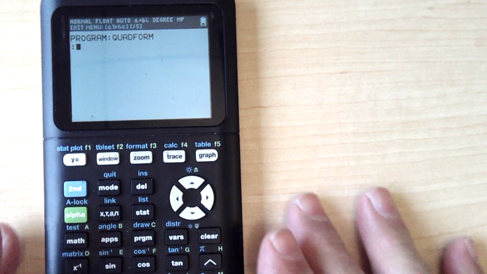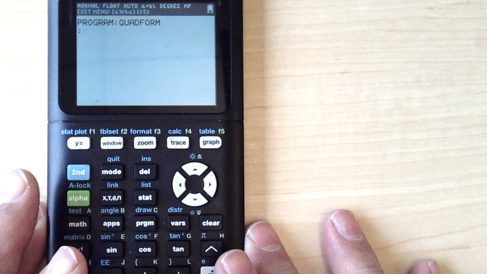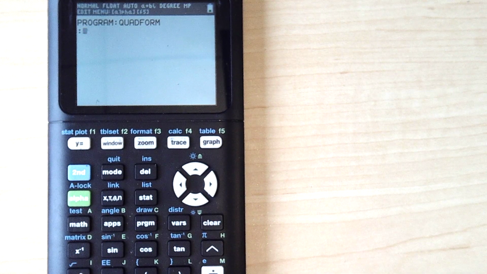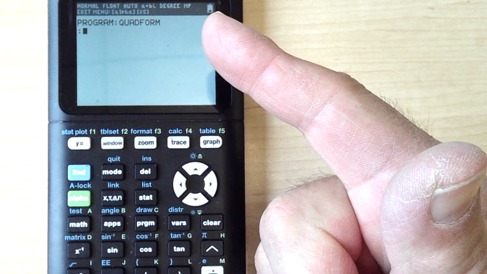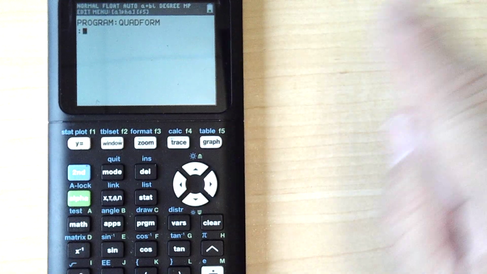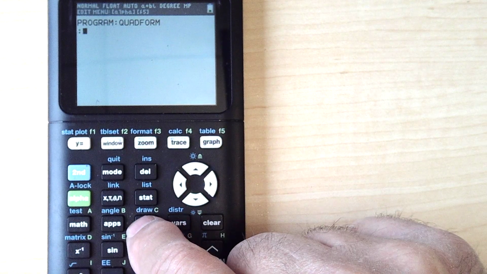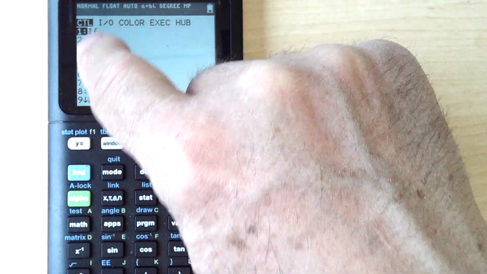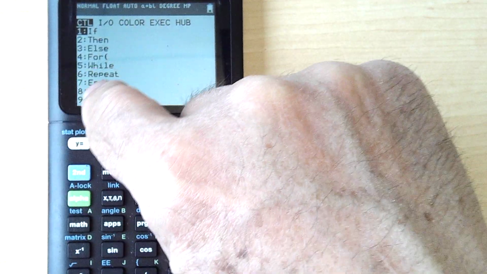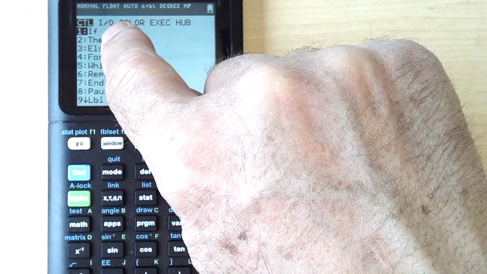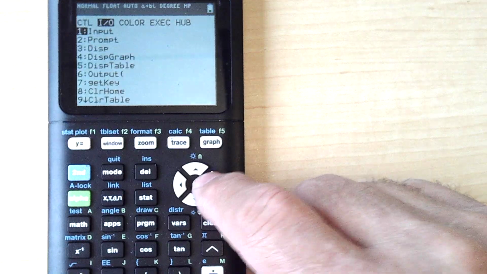This is programming code. The first thing we need for the quadratic formula is that the calculator needs to know what our quadratic equation is. It needs to know the A, the B, and the C. So I'm going to push the program button, and it says these are control things that do loops and whatever. This is input and output, and that's what we're going to do.